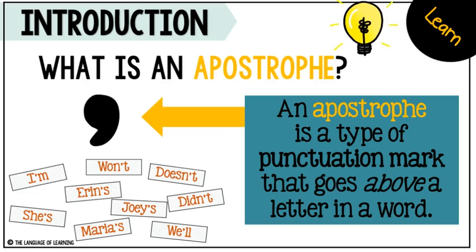Introduction. What is an apostrophe? An apostrophe is a type of punctuation mark that goes above a letter in a word. So like in won't, the apostrophe is between the N and the T. In I'm, it's between the I and the M. In Aaron's, it's between the N and the S. And in didn't, it's between the N and the T.